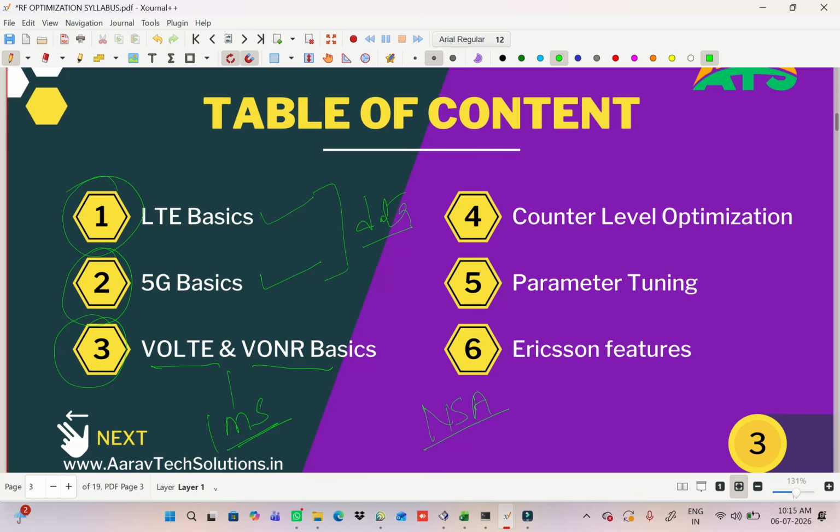Once LTE, 5G, and VoLTE, VoNR are completed, we'll jump into counter level optimization. What does counter mean? A counter is a category to identify the exact region. Now, if you know counter level optimization, you need parameters, because parameters need to be changed to optimize the site. Then we'll move on to parameter tuning. If you are learning Ericsson, you must learn the features. So after parameter tuning, we'll discuss the Ericsson features, which are more important in terms of interviews and all.